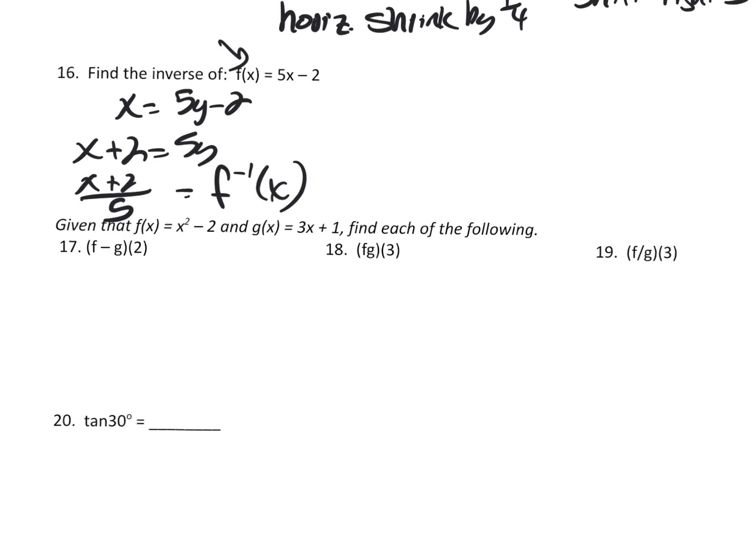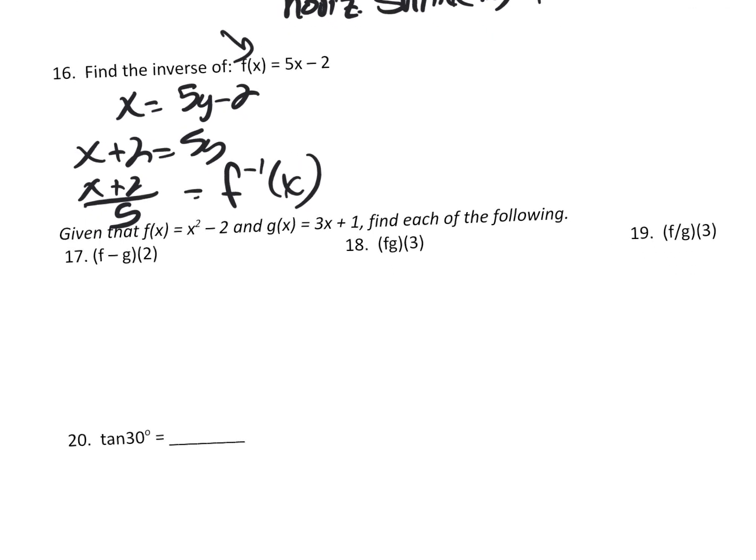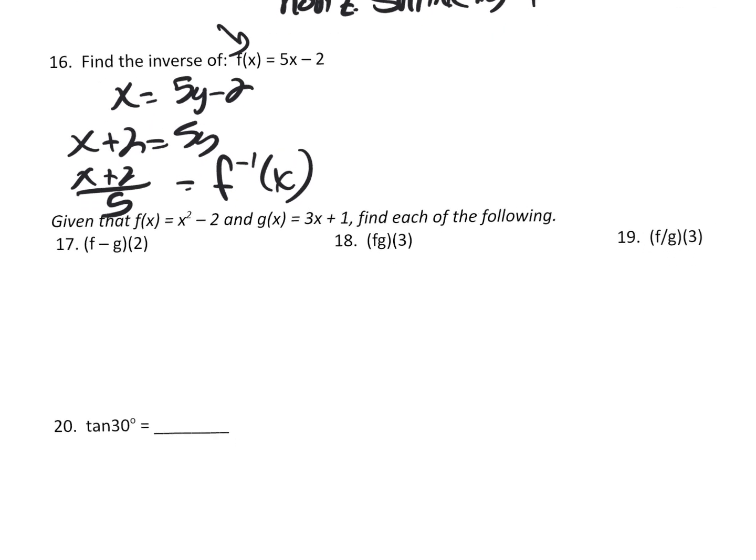All right, almost last. 17, quite a few questions this week. 17 says f minus g of 2. 2 ways you can do this. I'm going to do it this way. I'm going to take the 2, plug it into f and plug it into g, then I'm going to subtract them. If I plug 2 right there, that's going to be 2 squared, which is 4, minus 2, which is 2. If I plug 2 into g, I get 3 times 2 is 6, plus 1 is 7. So if I do 2 minus 7, that's -5. I hope that makes some sense. I'm not showing much work here.